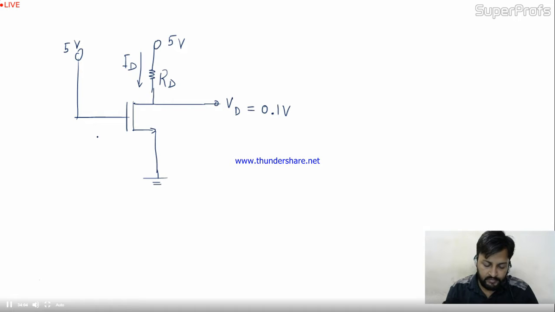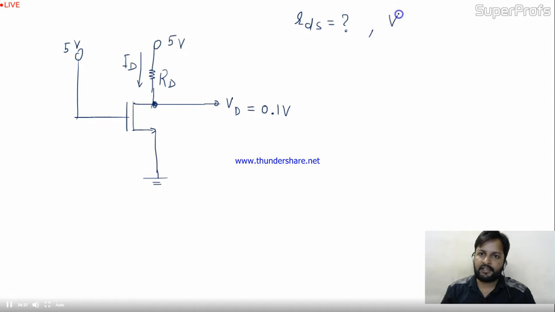Now the question is, design the circuit. Wait a minute. The question says, design the circuit. For this given circuit, establish a drain voltage 0.1 volt. What is the effective resistance between drain and source? Between drain and source, what is the effective resistance? Let's take it RDS. They are asking. Perfectly fine.